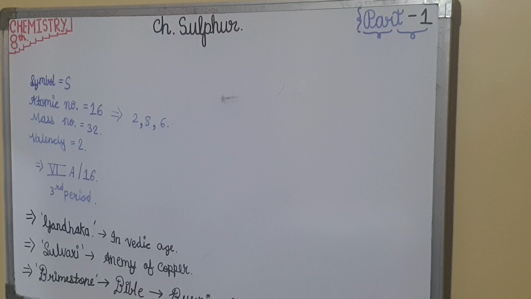The Aryans, Romans, and Greeks used it for fumigation. Fumigation means it is a process where toxic gases are used for killing pests, cleansing, bleaching, and in medicine this was used. Ayurveda used it as a medicine to treat skin diseases.